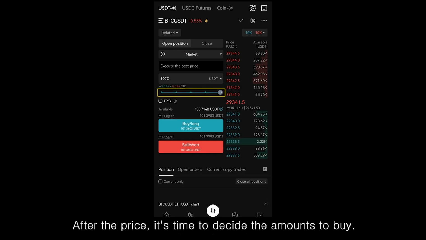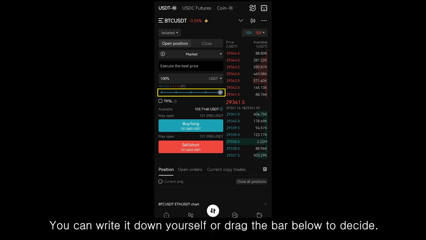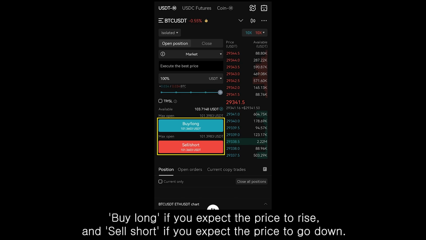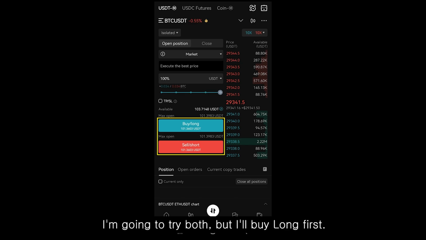After the price, it's time to decide the amount to buy. You can write it down yourself or drag the bar below to decide. Then, I'll put in the order with isolated 10x. If you use the market price, the order is placed immediately at the current price. Buy long if you expect the price to rise, and sell short if you expect the price to go down. I'm going to try both, but I'll buy long first.